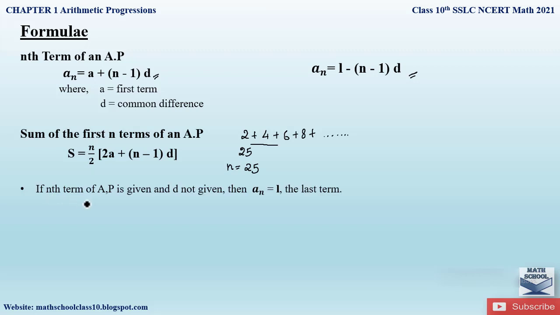Now in some situations, if the nth term of an AP is given and d is not given, right? If they only give you the nth term of an AP as 48 and the first term a equal to 2, and the common difference d is not given, and they ask you to find the sum of 25 terms, n is equal to 25. So what do we do in such cases? In such cases you have to use this formula, sum is equal to n by 2 into a plus l, where l is nothing but the last term or the nth term.